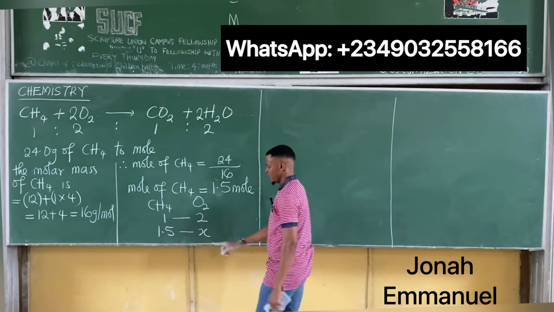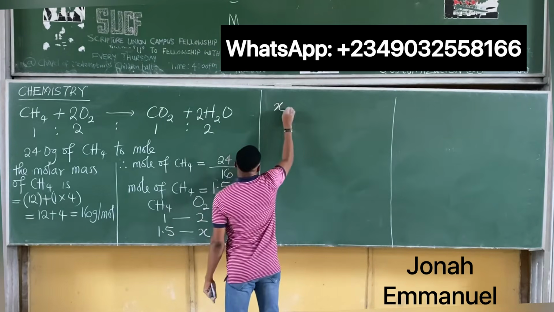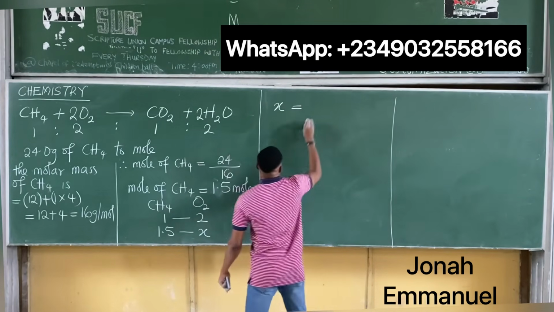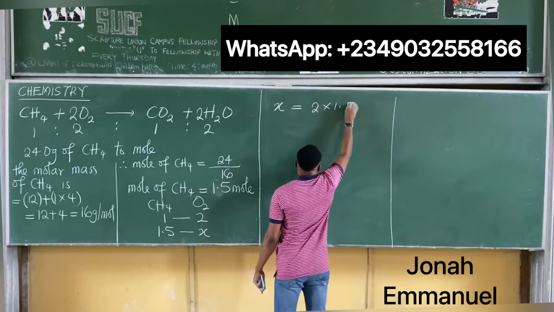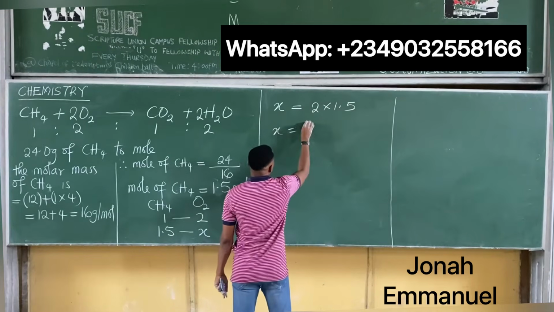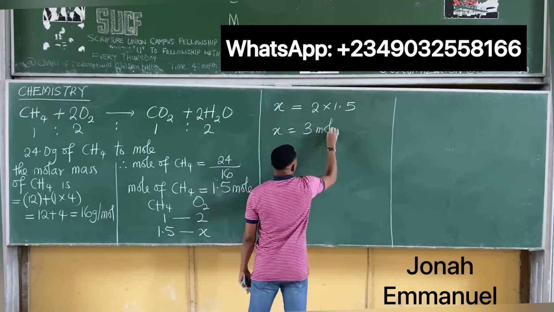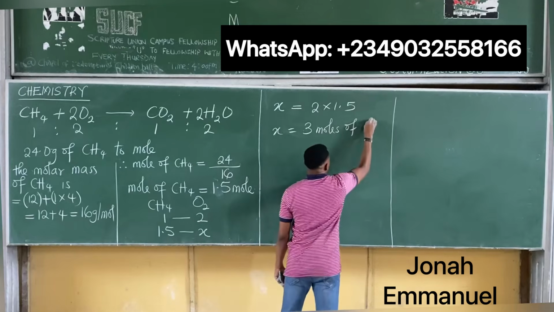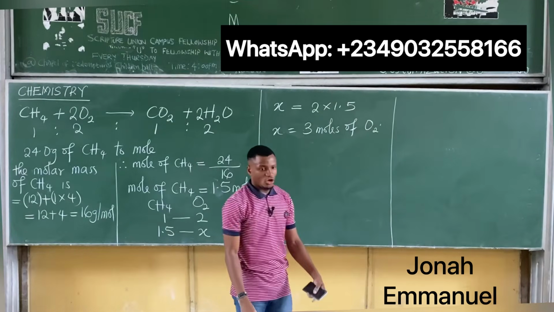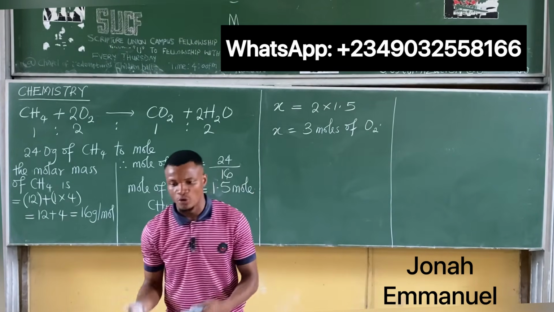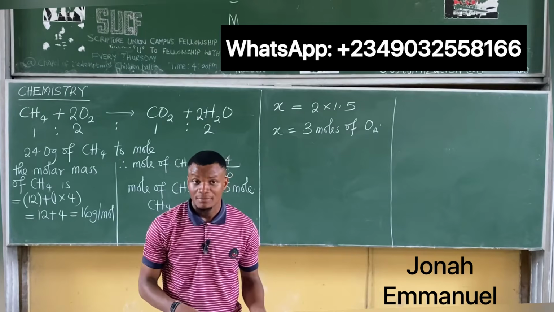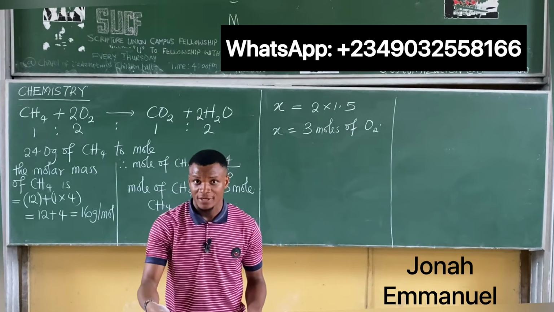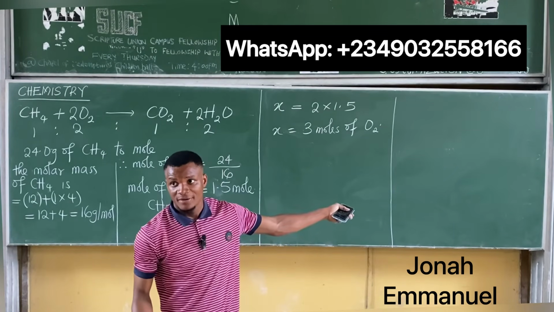Alright, so simply X times 1, which is X, is equal to 2 times 1.5. So X is equal to what there? 3 moles of oxygen. Please check your question. Were we asked to find number of moles or number of mass? Mass. So we know what to do. Convert this to what there?